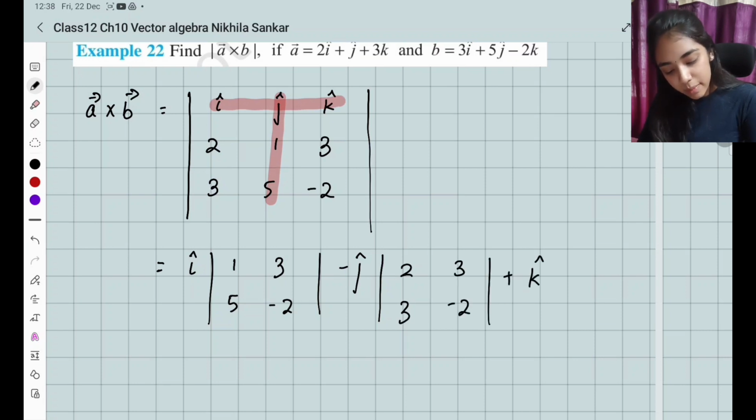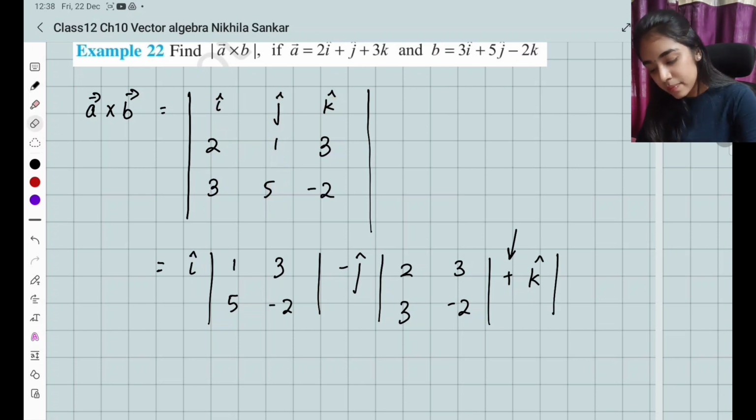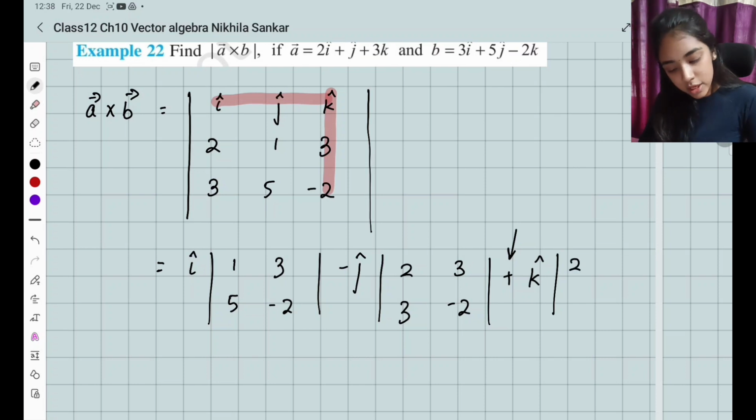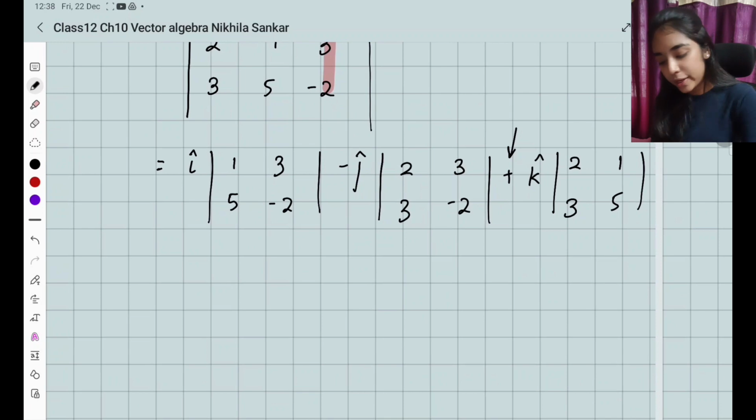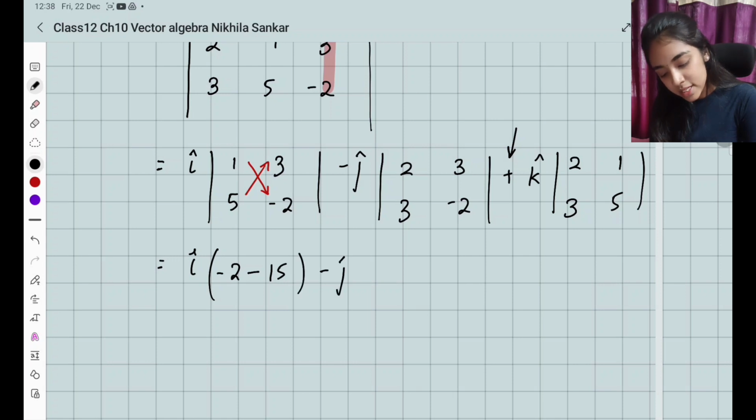Plus, now K cap. Here it is plus. Okay. Plus K cap times. Now for K cap, I should omit this column and this row. So I will have 2, 3, 1, 5. Now I have a 2 by 2 matrix determinant. So this is going to be simply 1 into minus 2 minus 5 into 3. After this, it is a normal determinant. So I times 1 into minus 2 minus 5 into 3, which is going to be 15, minus J times.